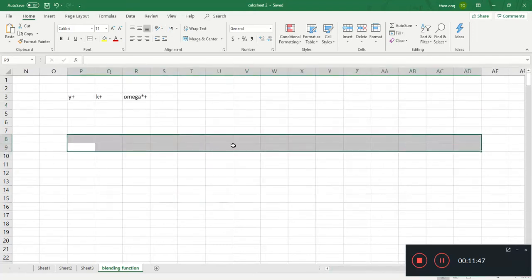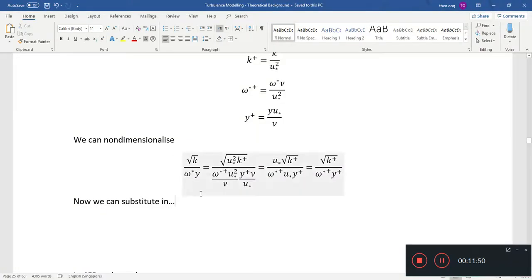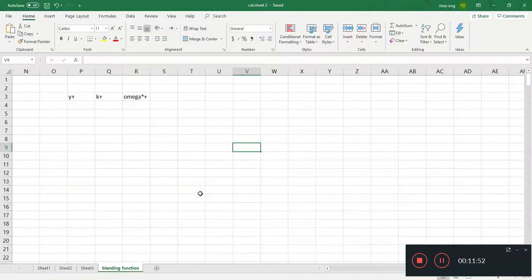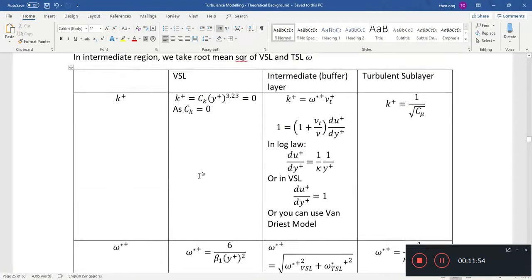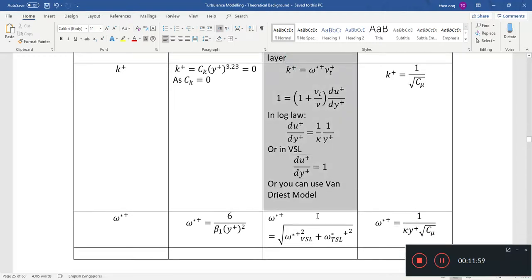Okay, yeah. Y plus, k plus and omega star plus.